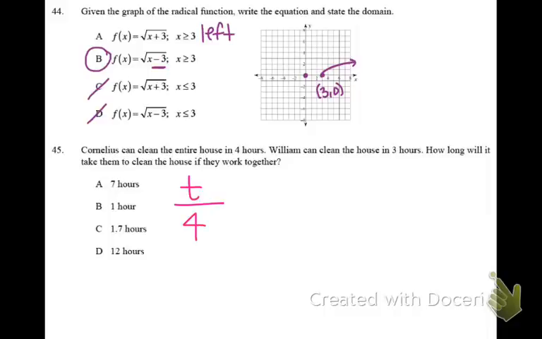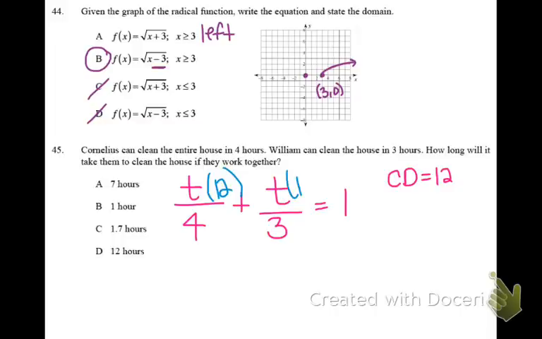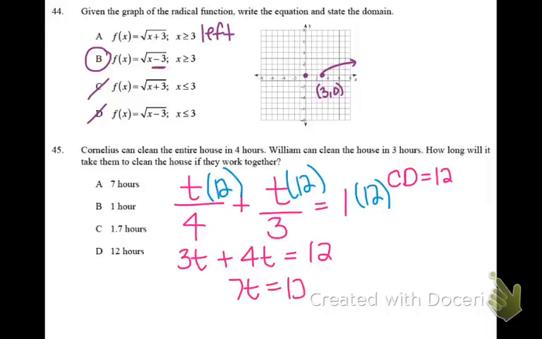over Cornelius's time, plus the time together over William's time, and that equals 1 since they're cleaning the one house together. You need a common denominator, which in this case is 12. So I'm going to multiply everything by that common denominator. So 12 over 4 is going to reduce to 3t, plus 12 over 3 reduces to 4t, equals 12. That gives me 7t equals 12.